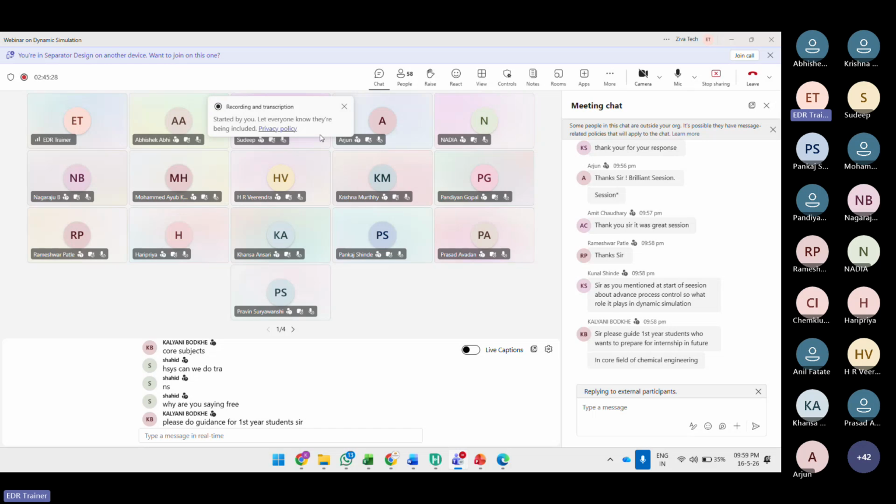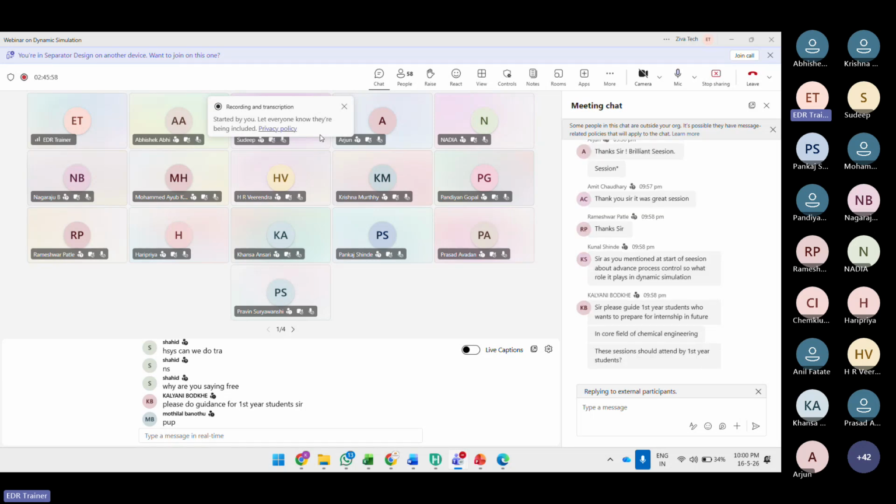Start of the session about advanced process control. So what role does it play in dynamic simulation? Okay, so advanced process control. You have got a basic control system. If you want to control the level of a separator, the level controller will have a level control valve at the outlet of the vessel downstream. If the level increases, the valve will proportionately open, and that will reduce the level in the vessel. So that is very basic process control.